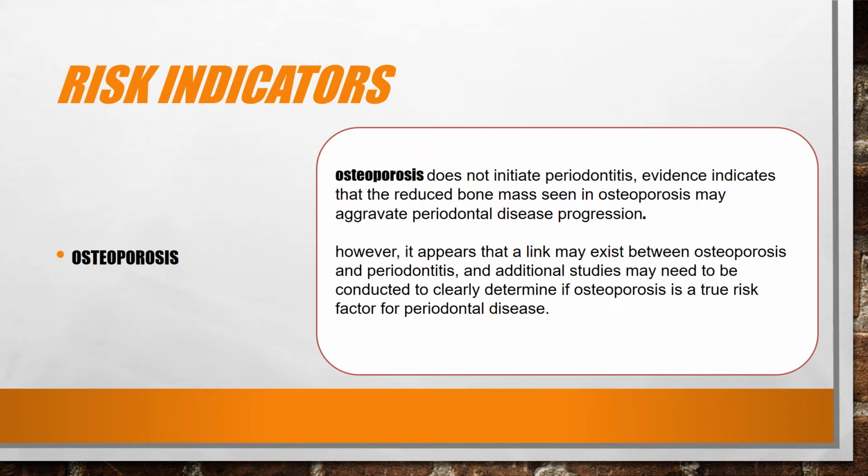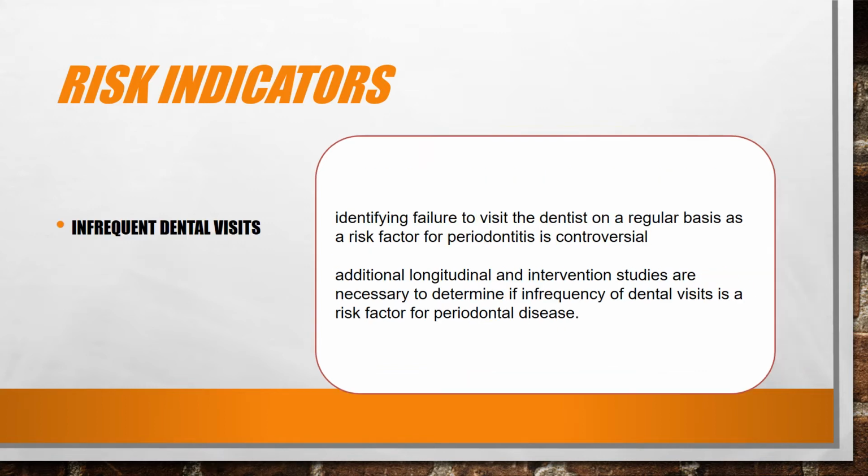Osteoporosis does not initiate periodontitis, but evidence indicates that the reduced bone mass seen in osteoporosis may aggravate periodontal disease progression. However, it appears that a link may exist between osteoporosis and periodontitis, and additional studies may need to be conducted to clearly determine if osteoporosis is a true risk factor for periodontal disease.